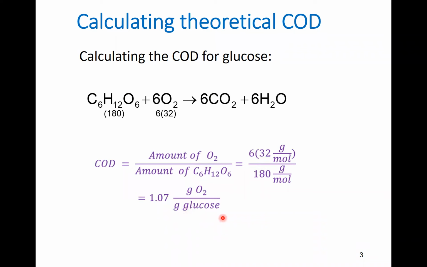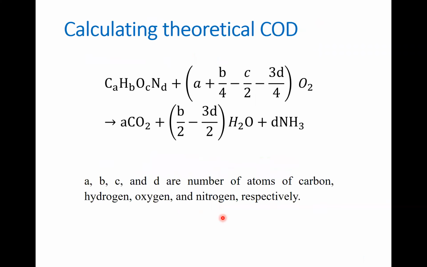Of course, if I have other materials, or other waste with a known formula, I can use the same equation to calculate it based on the stoichiometry. I need to make some kind of balance based on the composition. How to do this? Here is a formula.